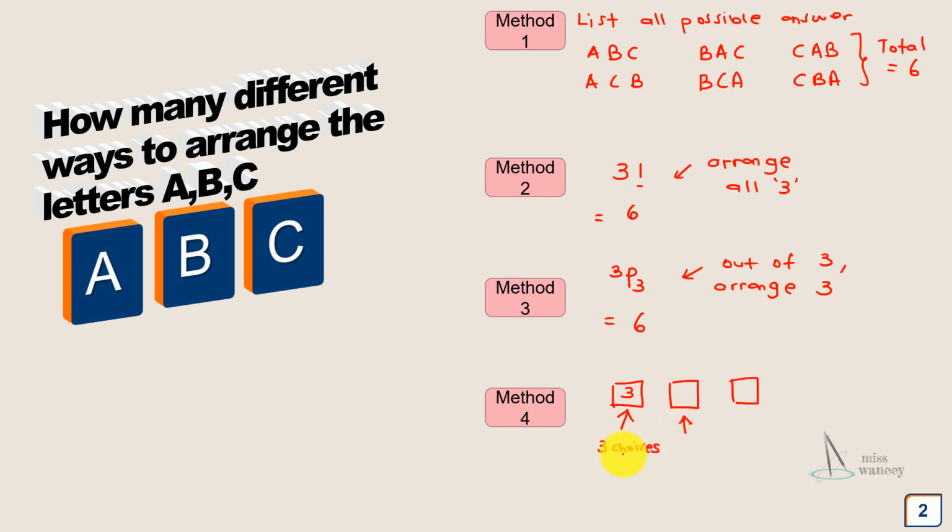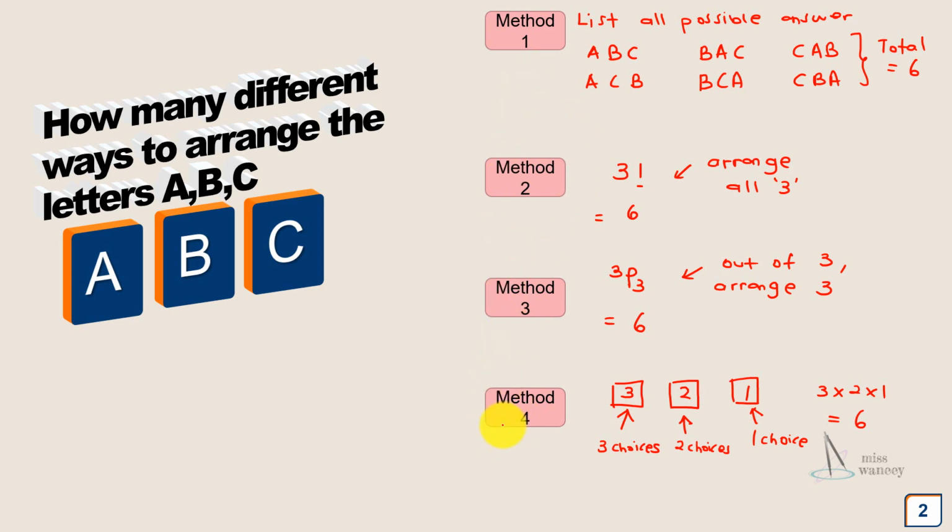The second one, since I already chose 1 in front here, will be left with 2 choices. So there will only be 2 choices here. And over here, since I already put 1 in front and 1 in the middle, that means at the end I only have 1 choice. Therefore, this is 1. And then, of course, we do 3 times 2 times 1, which is simply equal to 6.